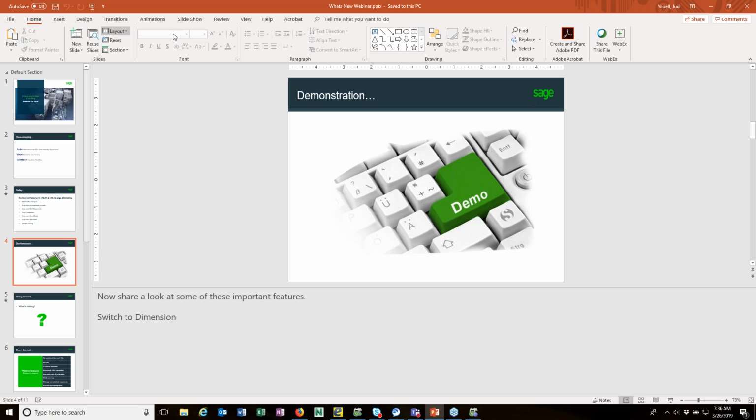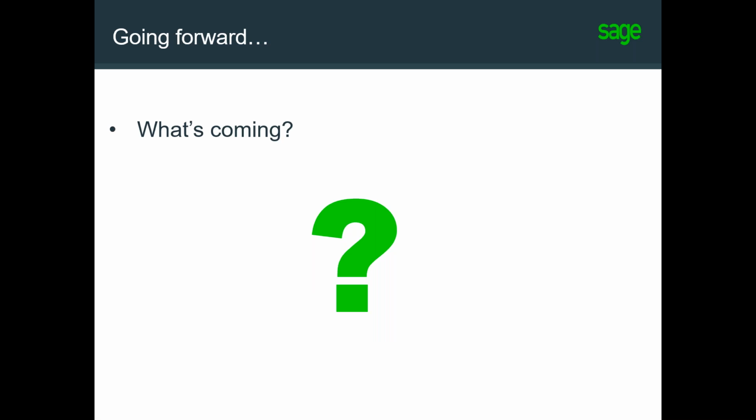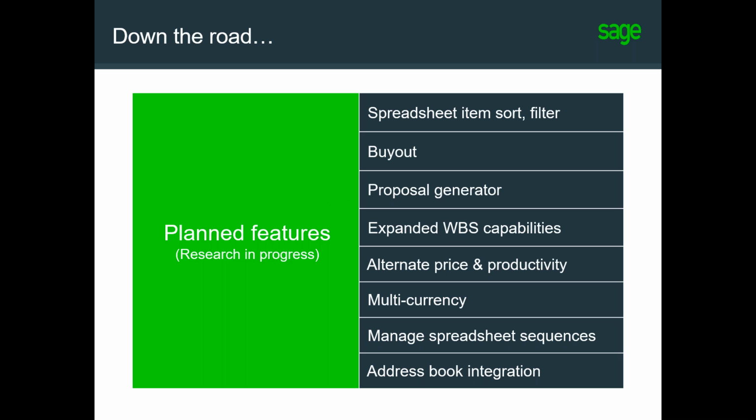Let's go back here to this PowerPoint and continue from the current slide. Going forward, what's coming? These are some of the things that we are looking at in the future. 1911 will be the next release. When exactly it's coming out, I'm not sure. Summer sometime is what I hear. And then I believe they are planning a 1912 as well.